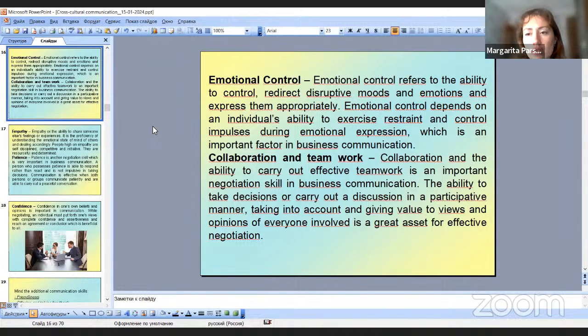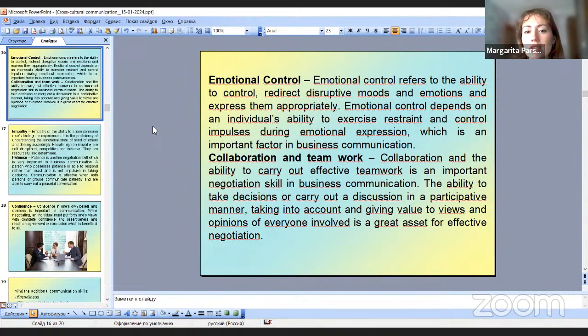A person who knows a little about different languages, for example Spanish, Italian, or French, can see that the root of this word, collaboration, is from these Romance languages, which can mean cooperation, co-work, collaboration. And we can say this is the ability to carry out effective teamwork, and it's an important negotiation and communication skill.